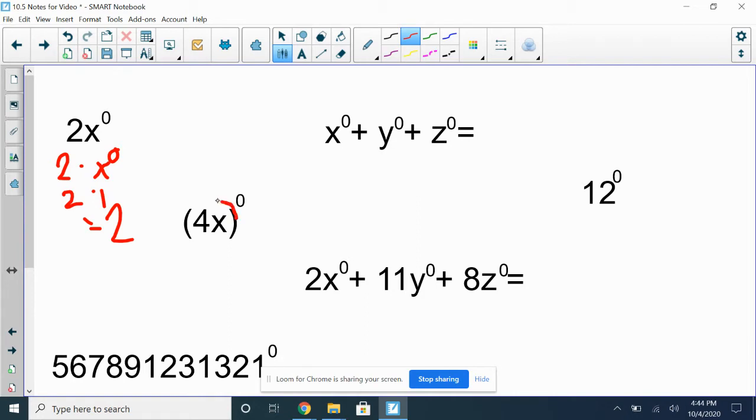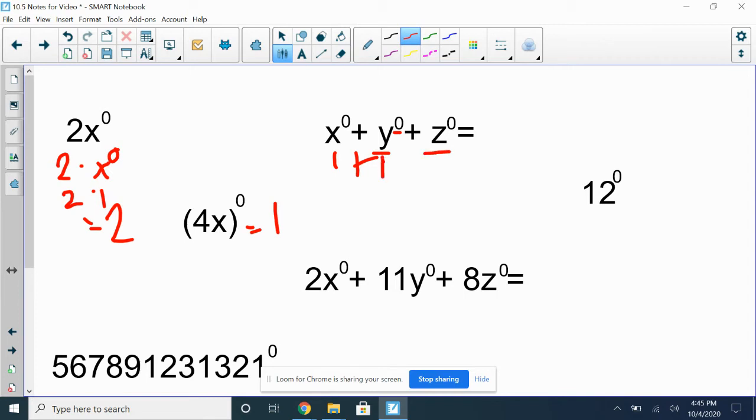All right, this time they tell us this entire thing is to the power of 0. It doesn't matter, 4 times whatever. It could be 4 times 5,000,006. Anytime they give me those parentheses and tell me everything in the parentheses is to the power of 0, it's going to be 1. Something to the power of 0, again, doesn't matter what it is. Once I put it to the power of 0, I know it's going to be 1.